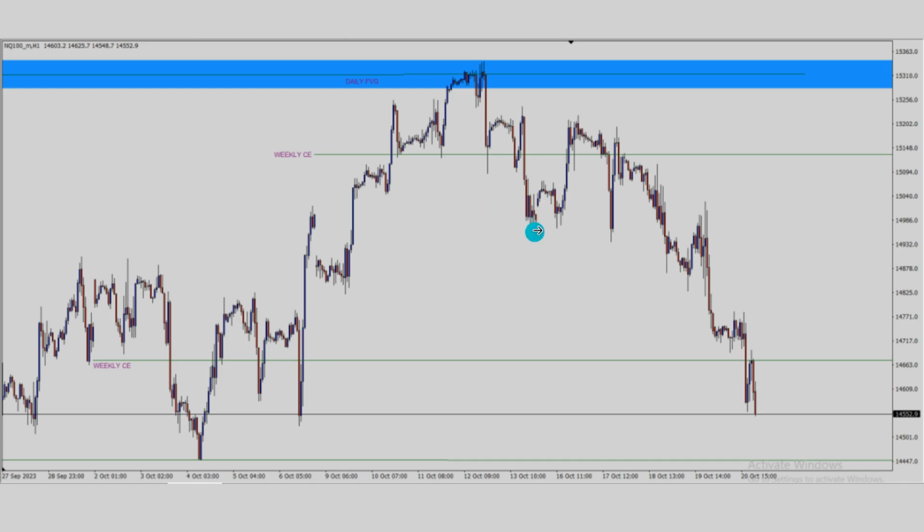Now, this was where the market closed on Friday. You can see the gap in price and a draw on liquidity to this particular weekly consequent encroachment. And you can see the moment price entered that particular zone, there was a reaction in price.